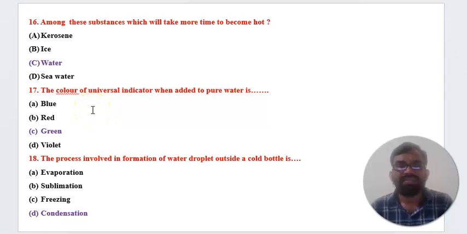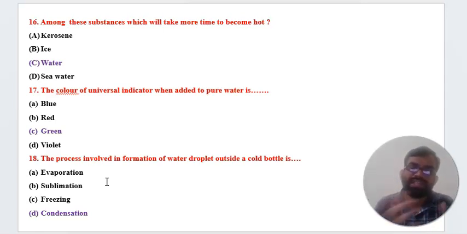The 17th one: the color of universal indicator when added to pure water is green. Okay. So the right answer is C. The phenomenon involved in the formation of water droplets outside of a cold bottle: sometimes you keep your water bottle in the deep freezer and take it out, you can see water drops on the outside surface because of the principle of condensation. So condensation is the right answer here, the 18th one.